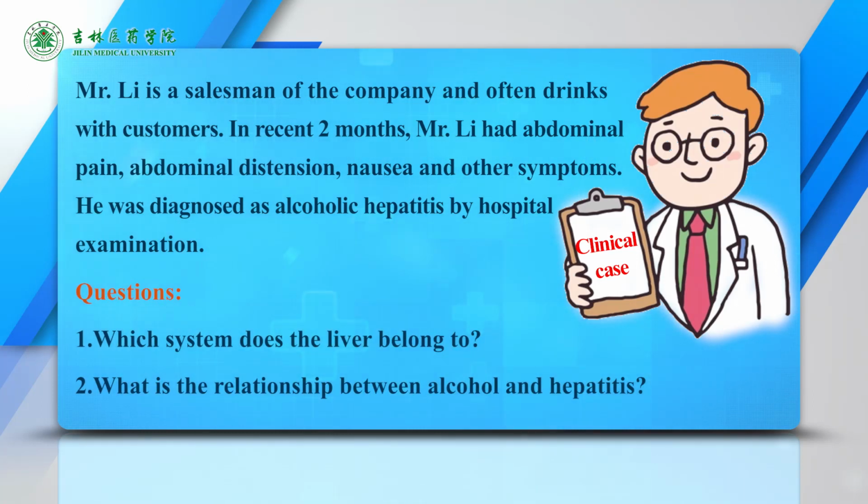First question. The liver belongs to the digestive system. Second question. Long-term heavy drinking will affect the normal function of the liver and then cause hepatitis. Long-term heavy drinking can lead to toxic liver damage, early fatty liver, then alcoholic hepatitis, liver fibrosis, and finally cirrhosis.